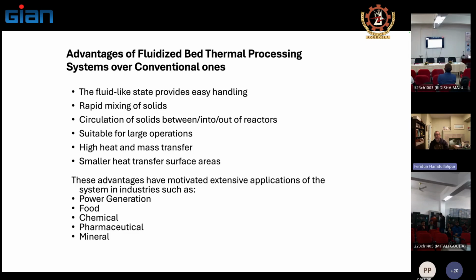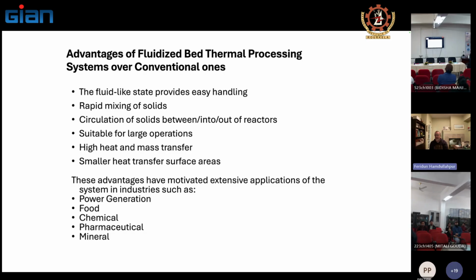Why do we prefer, again, fluidized beds, especially for thermal processing, over conventional ones? As users, as engineers, you should know that anything that behaves like a fluid, you can handle a lot easier. So it's for the ease of handling. You should also know that if you want high performance from any reactor, you have to have rapid mixing in that reactor, and that provides us.